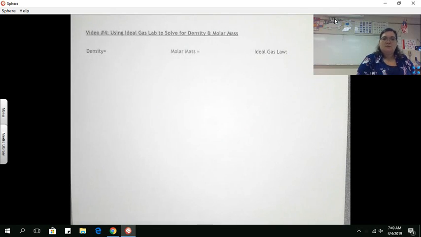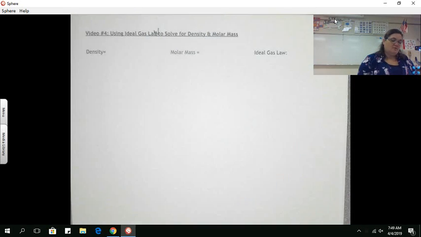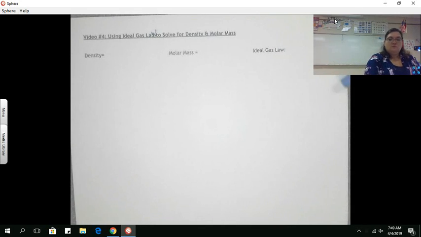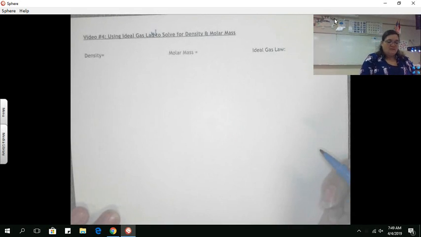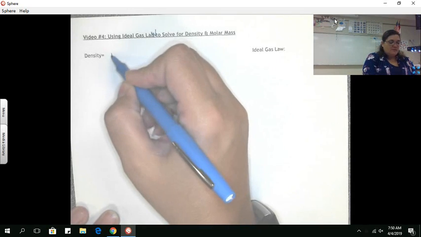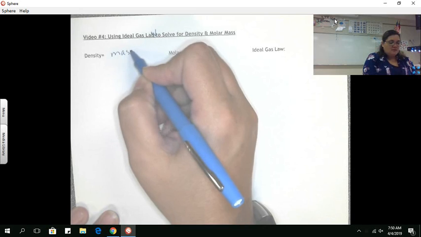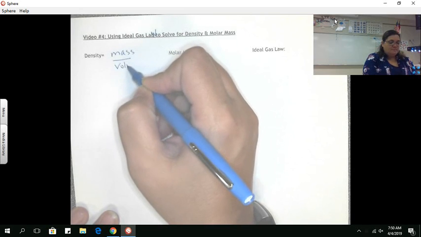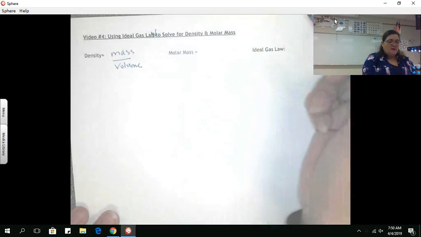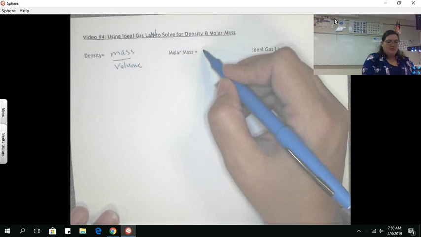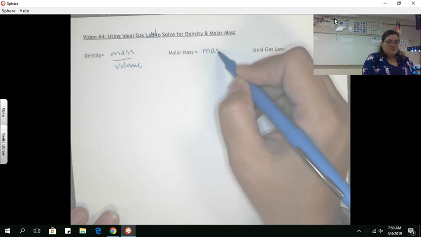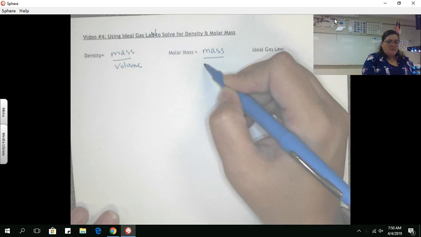Okay, today we're going to learn how to use the ideal gas law to solve for density and molar mass. To do that, we need to first think about what density, molar mass, and the ideal gas law are. We've learned previously that density is mass divided by volume, and molar mass is the mass divided by the moles.